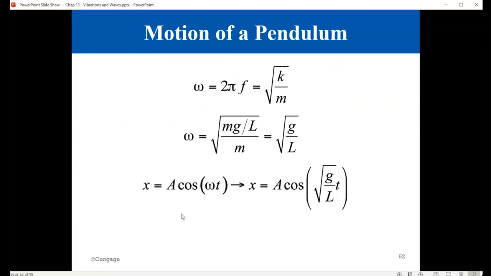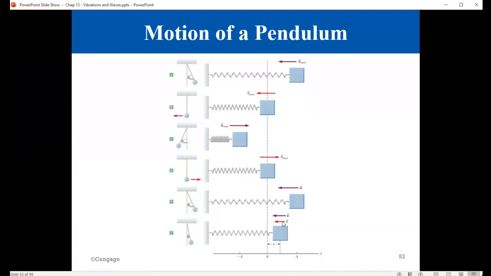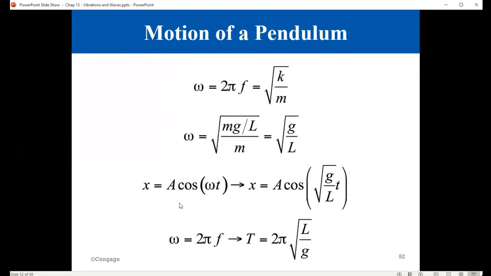And we can go back to the equation for x for the pendulum. So now the displacement x is a cosine of square root of g over L times t. This is a nice result. And one of the experiments that we'll be doing, in fact, that was in physics 1, is to measure the period for the pendulum from this equation. T equals square root of L over g multiplied by 2 pi.